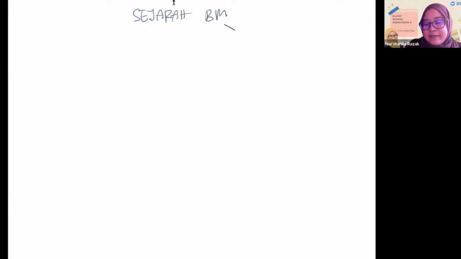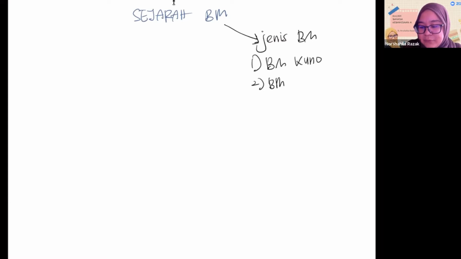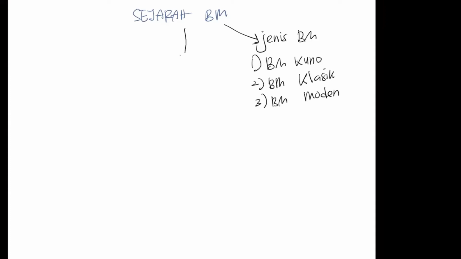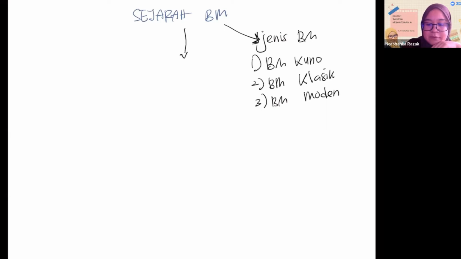Then we have jenis bahasa Melayu. Bahasa Melayu kuno, bahasa Melayu klasik, dan yang terakhir, bahasa Melayu moden. Okay, that's correct. Other than jenis bahasa Melayu, what else did we discuss last week? There's something that you need to remember or understand from the sejarah bahasa Melayu, because this topic is going to come out for your midterm.